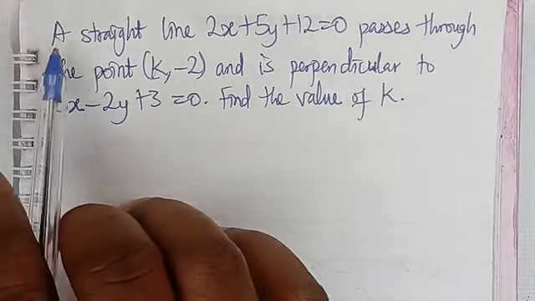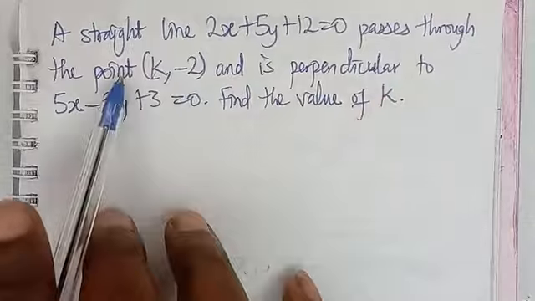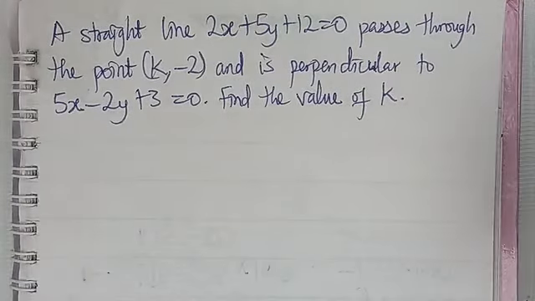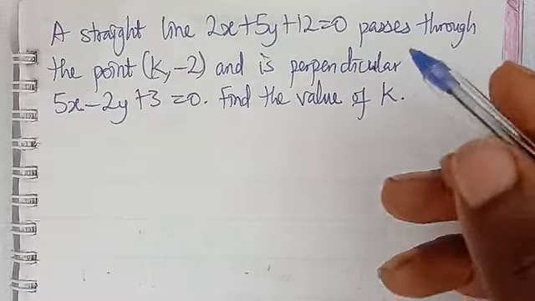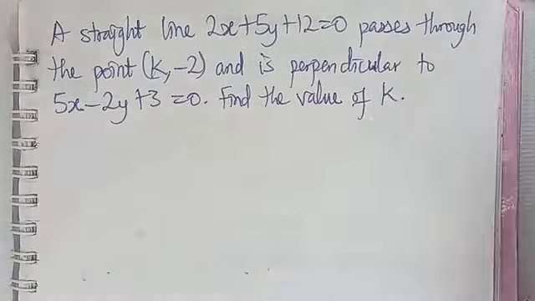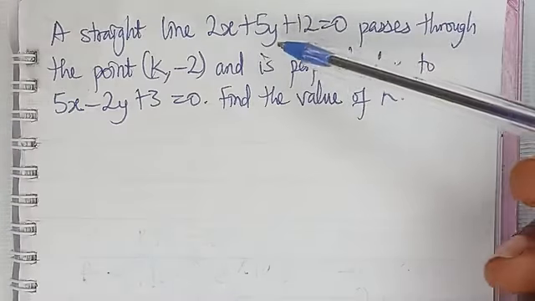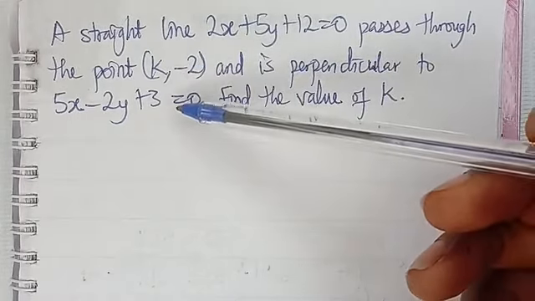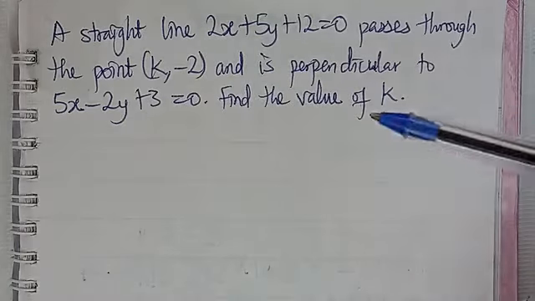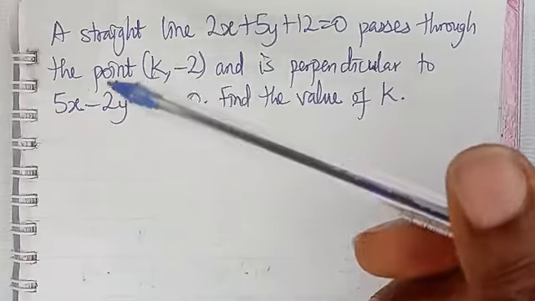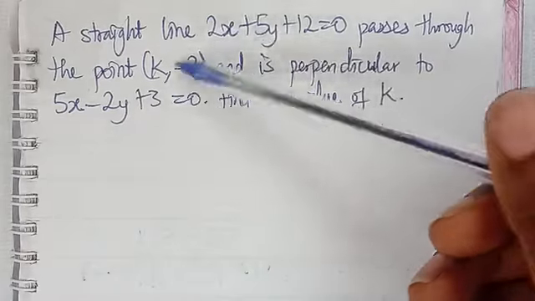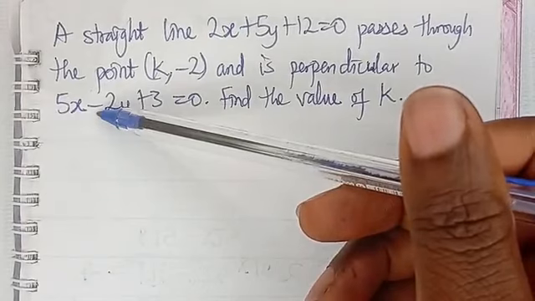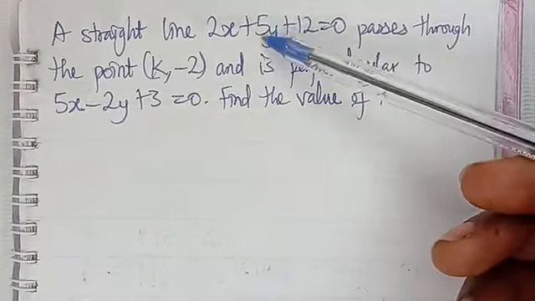perpendicular lines again. A straight line, this passes through this point and is perpendicular to this line. Find the value of k. Okay, so here what we are going to do is, which line are we in? So this is the straight line that passes through this point, right? And it's perpendicular to this other line. So this other line, let us find its gradient and then know what the gradient of this line should be.